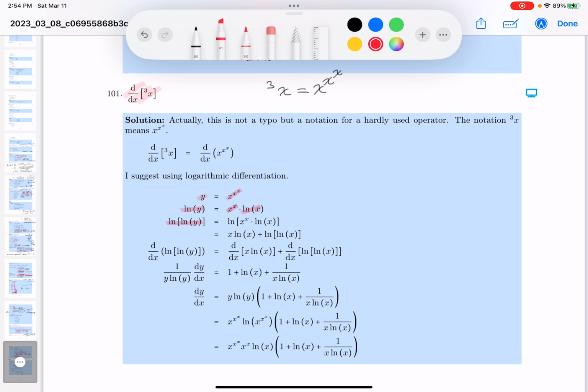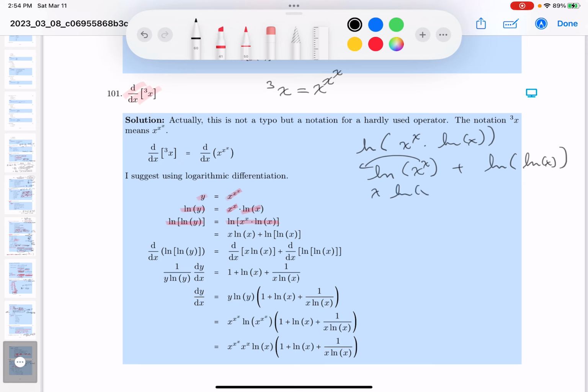And what's that going to be? Oh boy, that's going to be a tough one, isn't it? It's going to be the natural log of that product. Well, what do I know about the natural log of a product? It's fairly easy to do. Let me put out what I mean by that. So the natural log of x to the x times the natural log of x. Well, logs are easy. What do you get? The natural log of x to the x plus the log of the log of x, all right? Now, by the way, this x comes down, so we get x ln x plus ln ln x.